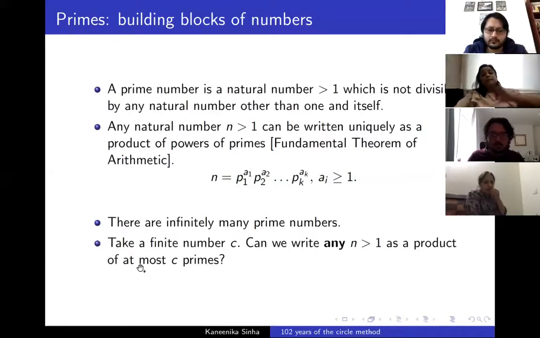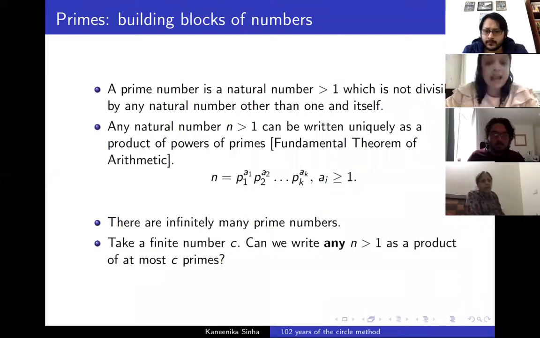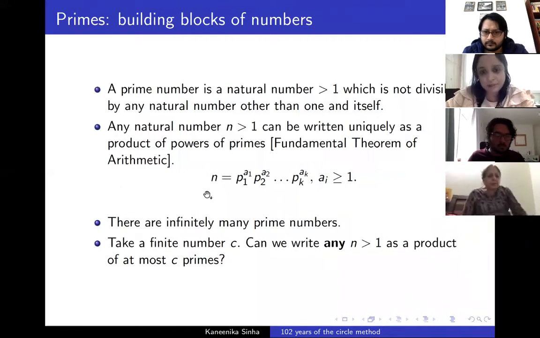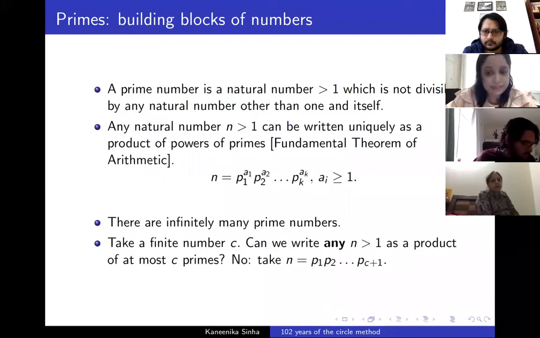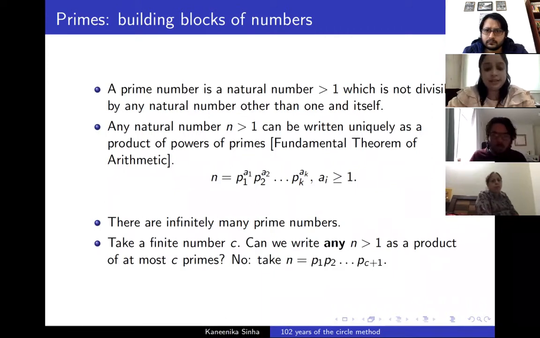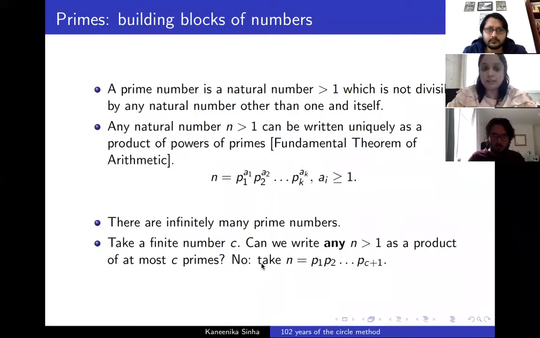So yeah, take a finite number C, and then we ask, can we write any n as a product of at most C primes? Now, obviously the answer is no, because there are infinitely many prime numbers. So let's say you take some number C and you write out the first C plus 1 primes, and you take their product. Because of the fundamental theorem of arithmetic, this n does not have any other representation as a product of primes. So this tells you that you cannot do this for any finite number C.